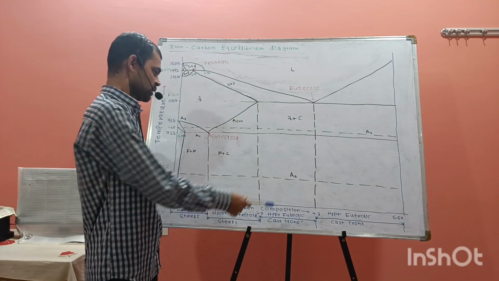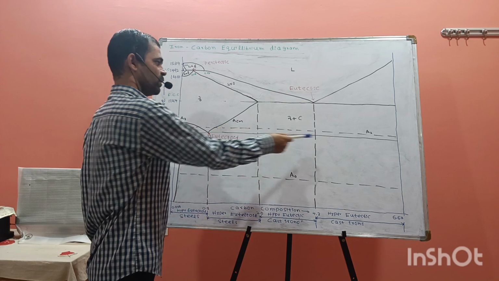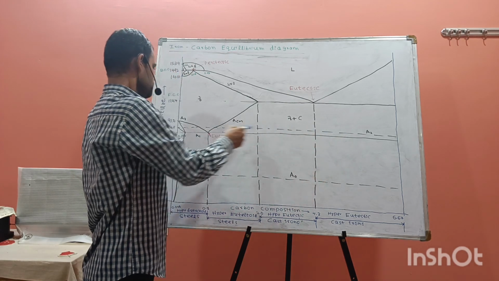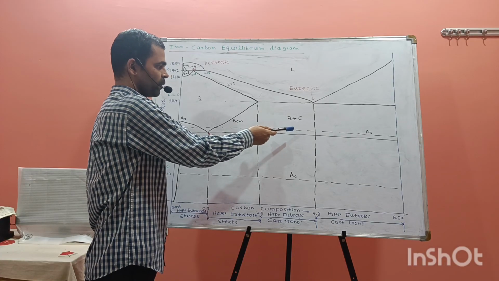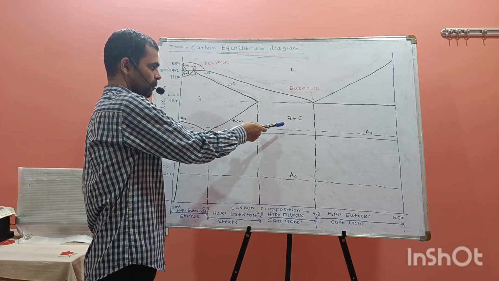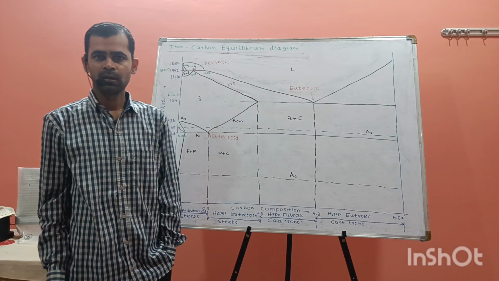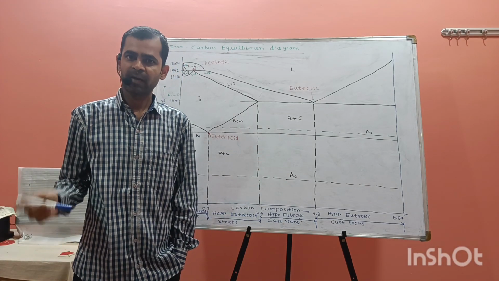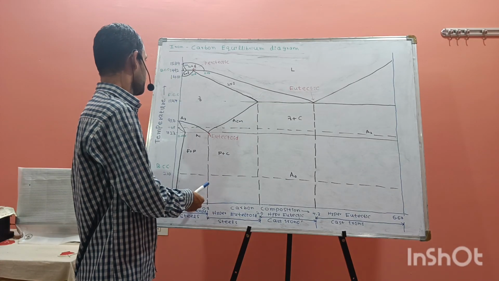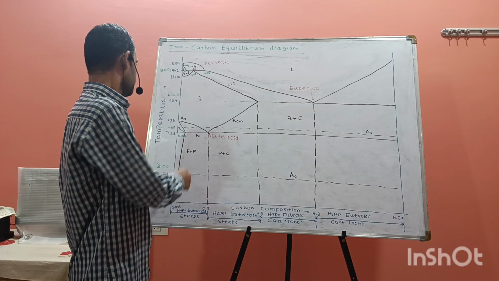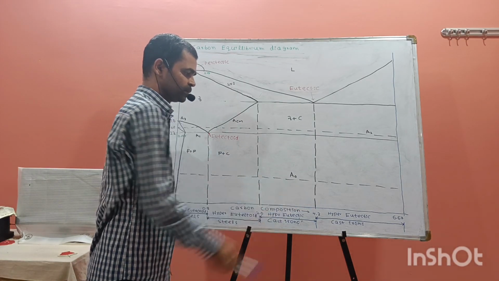And these are the temperature lines: A0, A1, ACM and A2. A2 is the Curie temperature. Above the A2 line the iron will be non-magnetic, and below A2 iron will have magnetic properties. So this is about the iron carbon equilibrium diagram. These are the temperatures and these are the compositions.